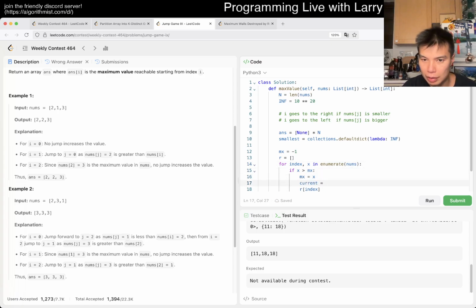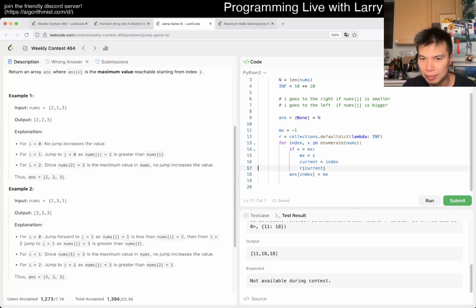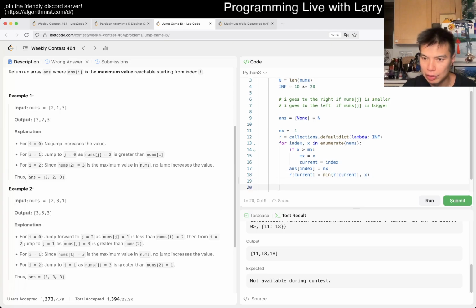Current is equal to index, maybe, and then r of current, and this is the min thing actually. So maybe I'm doing the same thing in a different way. Okay, so you have region. Okay, but now we're doing it by index, right? Okay, so then now we have the region min, and then now we go backwards maybe.